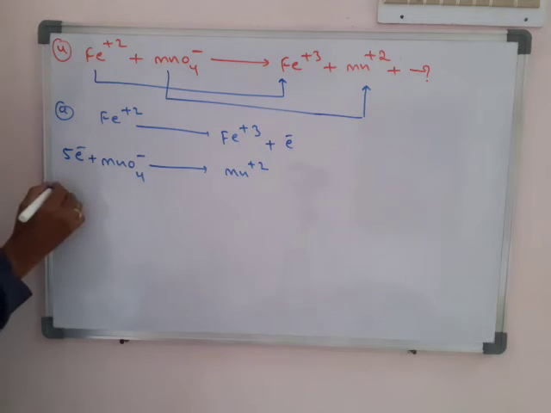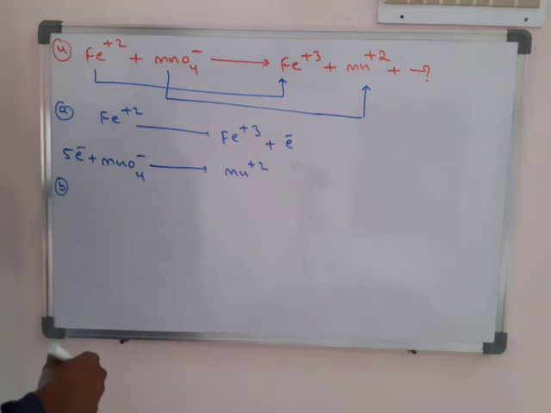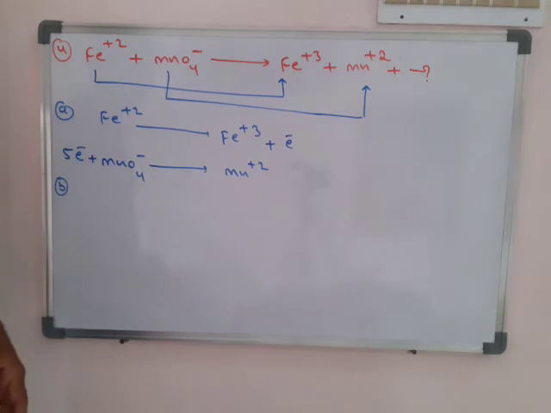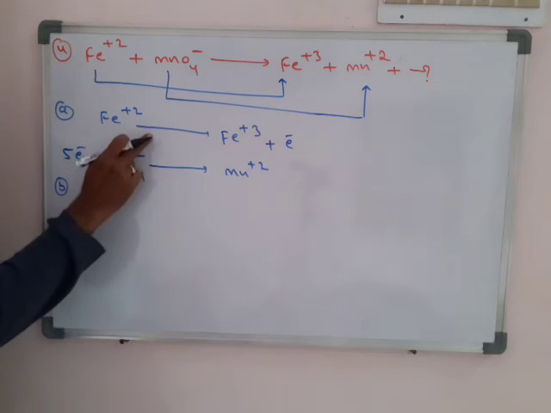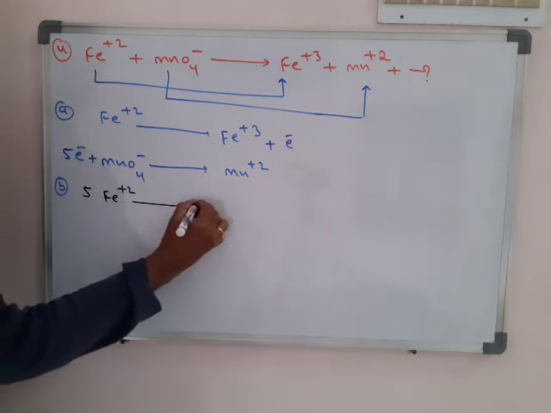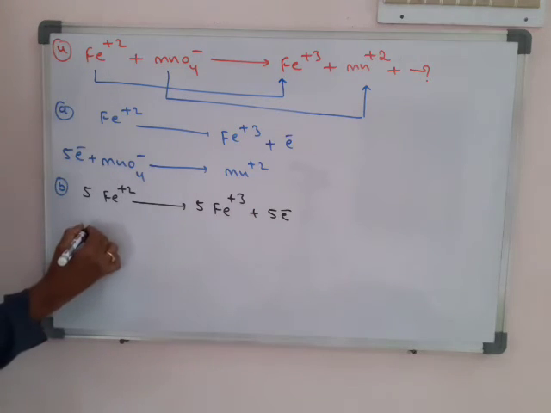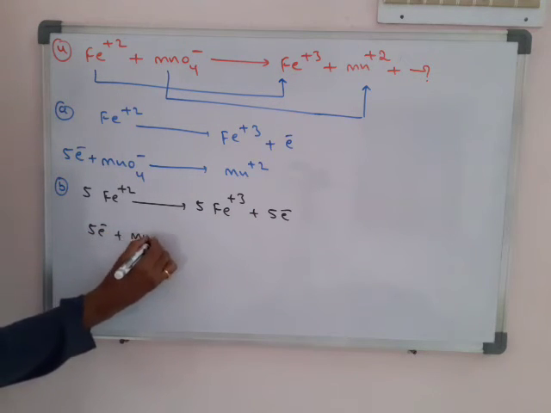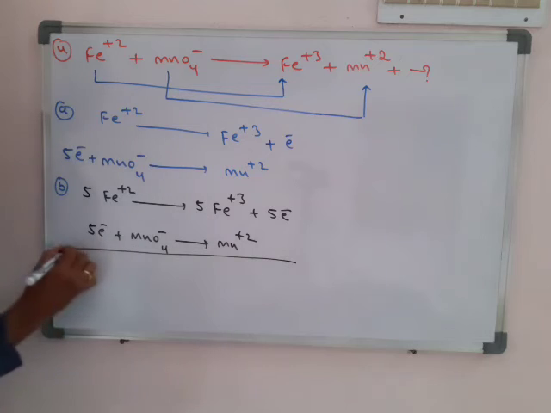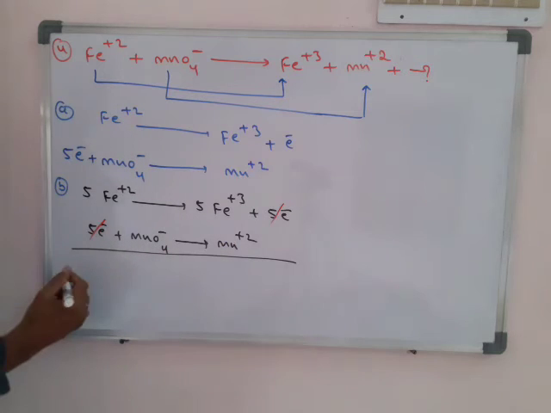Next, balance, equalize the gaining electrons and losing electrons. Gaining electrons here is 5, losing electrons only 1. So the oxidation reaction must be multiplied by 5: 5 Fe plus 2 becomes 5 Fe plus 3 plus 5 electrons. And 5 electrons plus MnO4 minus becomes Mn plus 2. So the 5 electrons get cancelled.